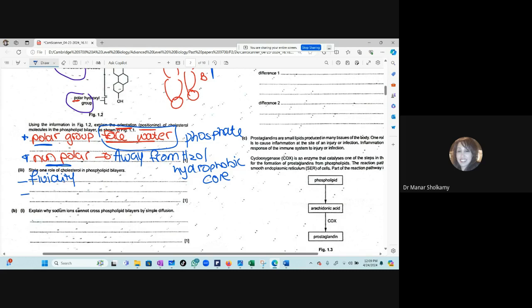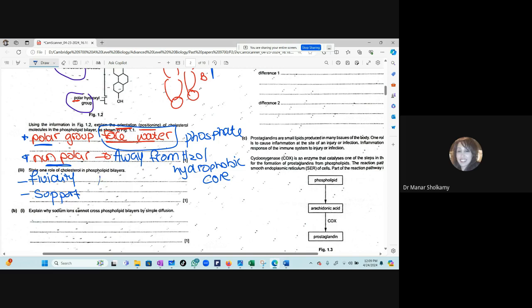What other function do they have? The main function is the fluidity. I agree with you. But what if they ask for another function? They provide support, by the way, which is close to fluidity, like they mean the same thing. Because without the cholesterol, the cell membranes would break.